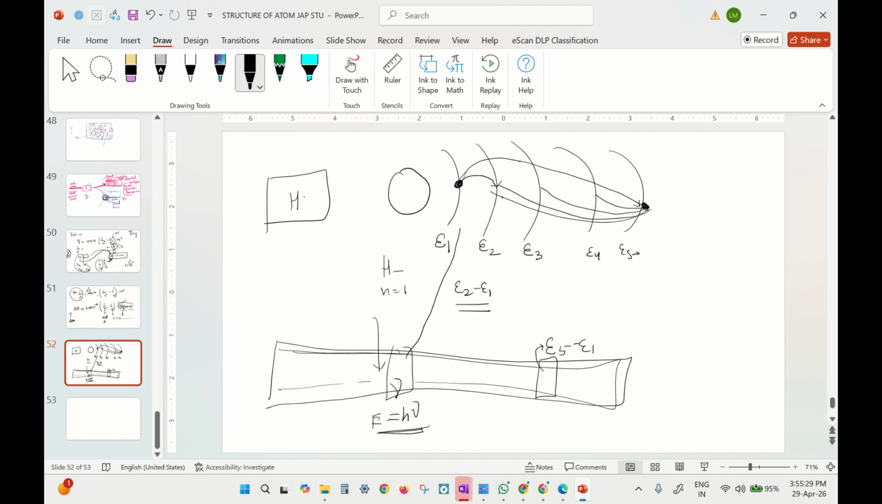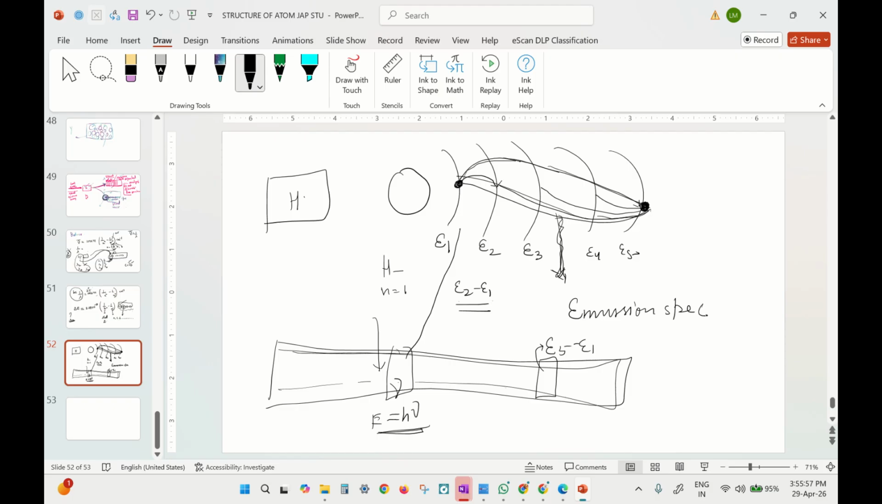So when it comes out, what will it do with the energy? It will release it. That is, it takes the energy to excite its electron, but the electron will not always stay there. It will have to come out. When it has to come down, it will give out the energy. And that which came out is your emission spectrum. Understood?